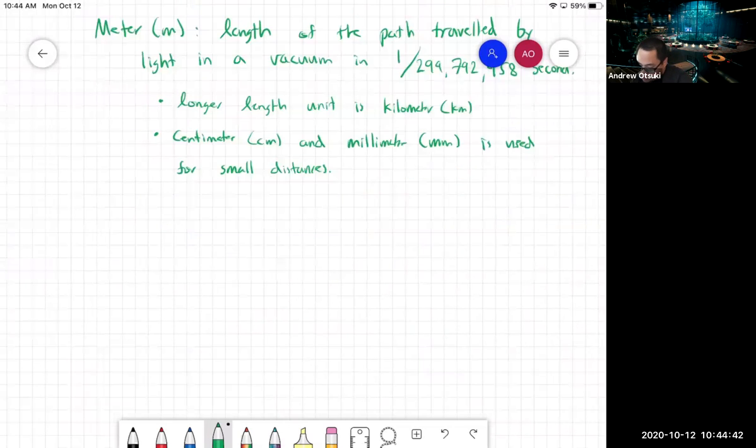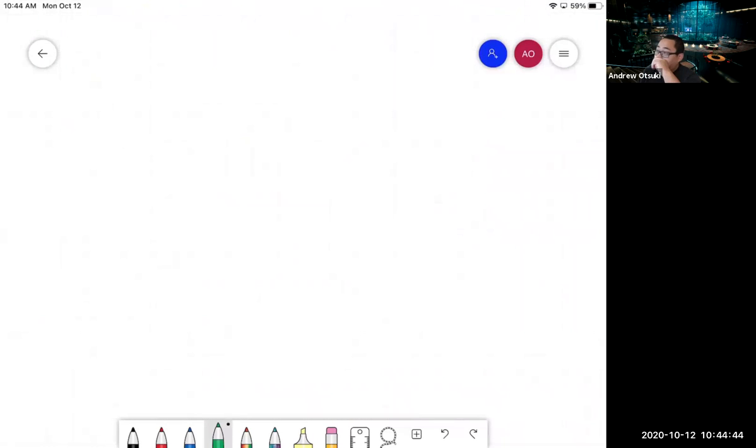So let's talk about the unit for volume. The SI unit for volume is the cubic meter. You may be wondering why isn't it milliliter? Well, we'll get into that in a minute. So what is the cubic meter? Well, it's related to the cubic centimeter.